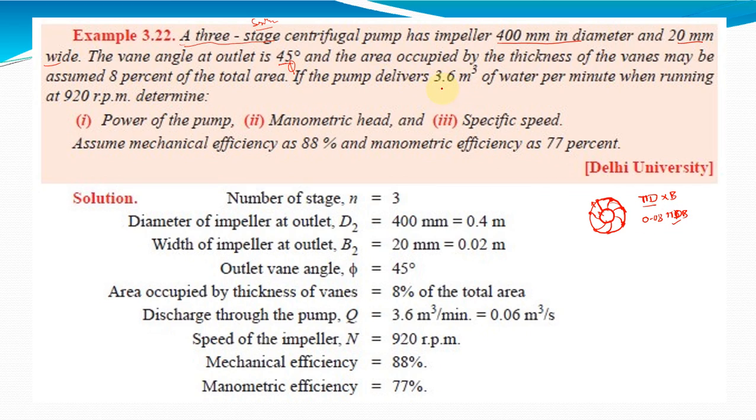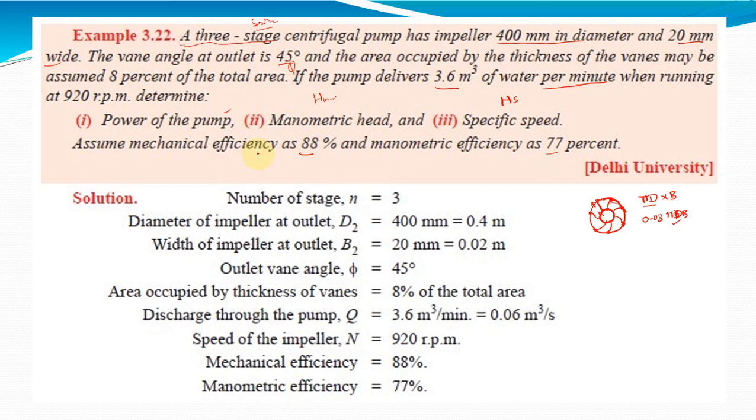If the pump delivers 3.6 meter cube of water per minute, discharge is given per minute, when running at 920 rpm, determine the power of the pump, manometric head, and specific speed of the pump. Power of the pump means what capacity of the pump is required to deliver this much water. Now mechanical efficiency is 88% and manometric efficiency is 77%.